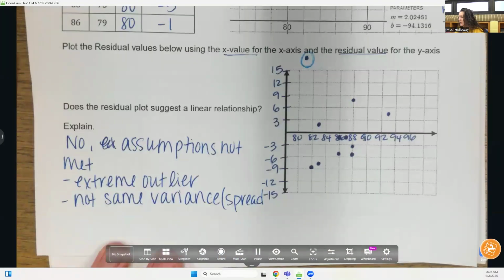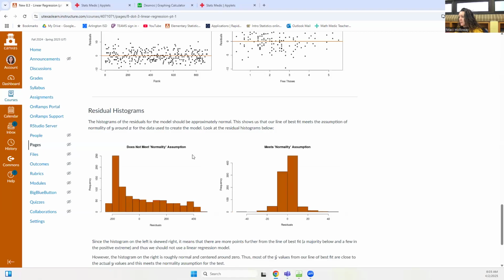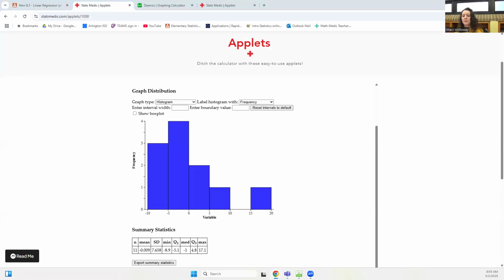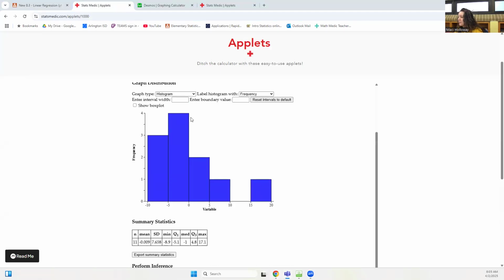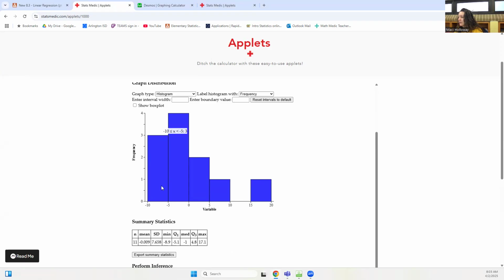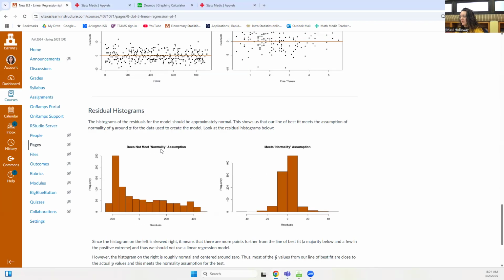And so here's our other thing that we want to look at. We want to look at our residual histogram. And so I've graphed it here for us. I want to make sure that I'm sharing. Okay, good. I've graphed our histogram for us, and I just put in our residual data here in our data box. And if you notice, it's very right skewed. So it does not meet our normality assumption.